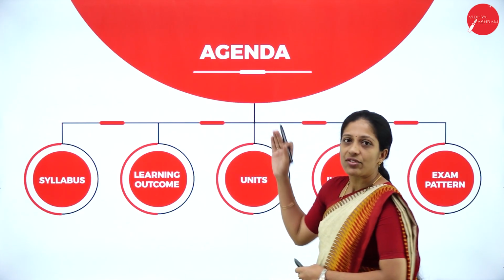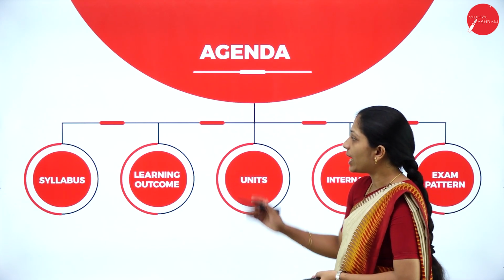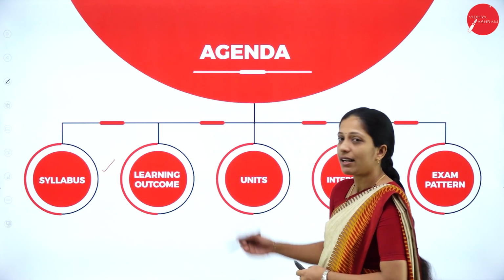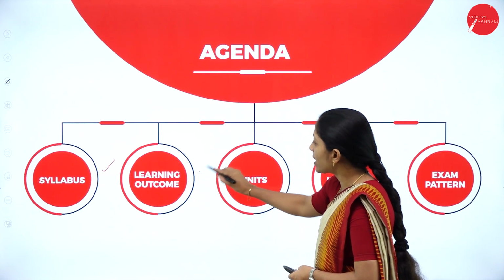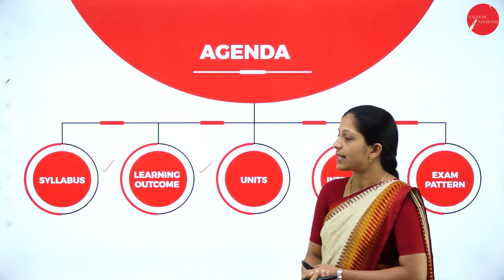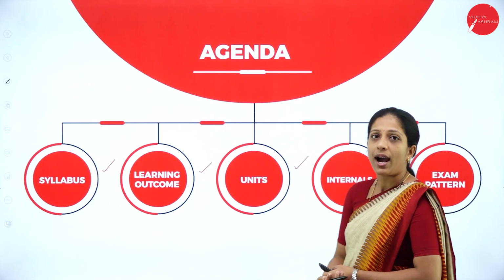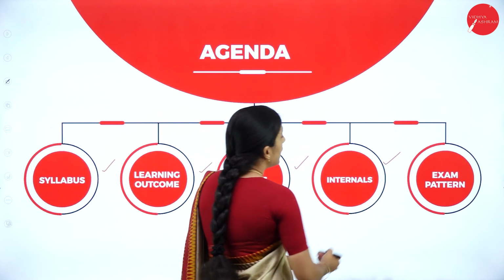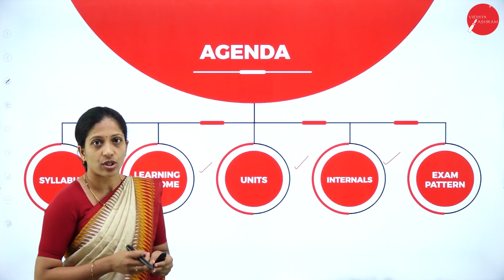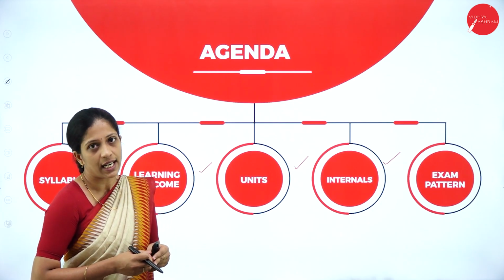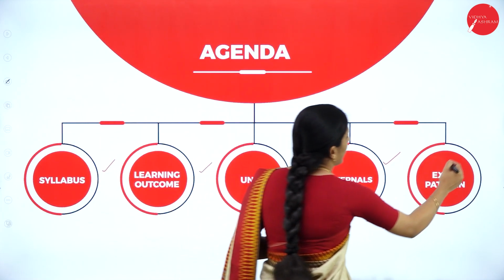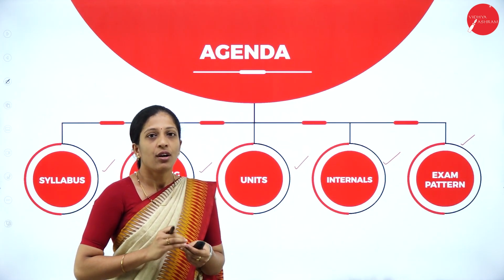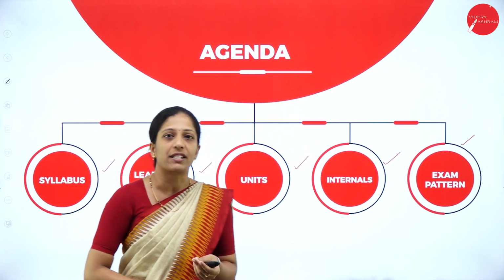So, this is the agenda of this particular session where I am going to discuss the syllabus which is given by your university, that is Mysuru University, and let's see what the learning outcome of this subject is and what units you have under Financial Accounting and Reporting. Along with that, we shall discuss the internal question pattern, what is the pattern of your internal examination, and along with that, the external examination pattern. Okay, so this will be the agenda of this session.